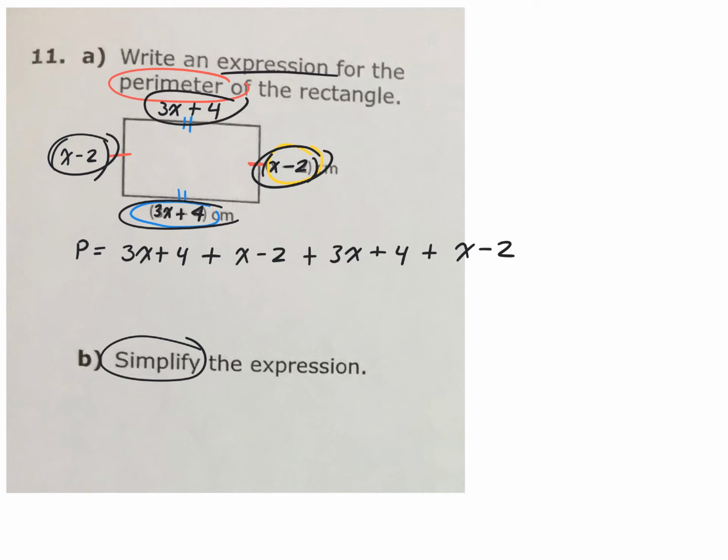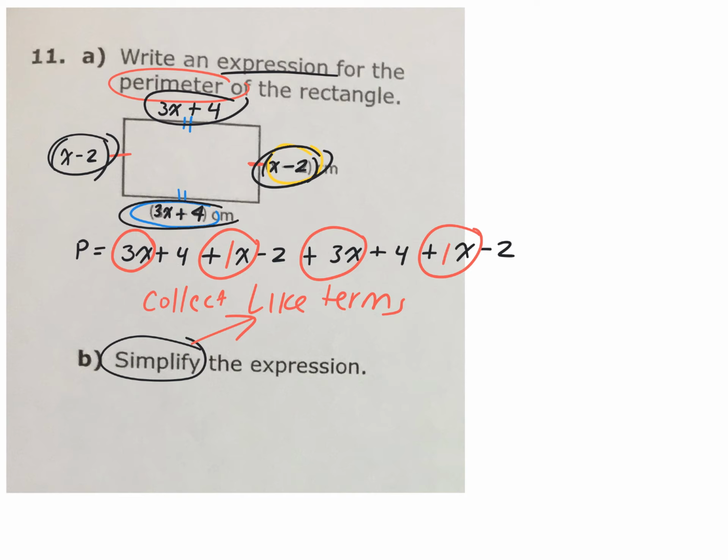Now it says simplify. What does simplify mean? Simplify means to make it shorter. And how do you do that? You collect like terms. Remember, you can only add together any terms that have an x. So this is a 1x, this is a 3x, this is another 1x. And then we can add together the terms that are just the numbers by itself that don't have any variable with it. These are called the constant terms.